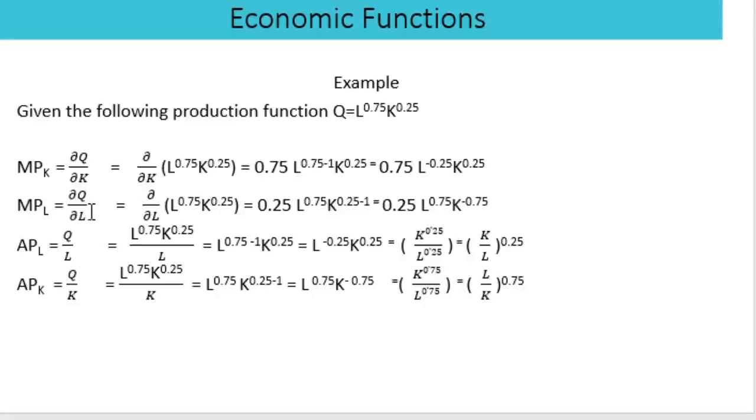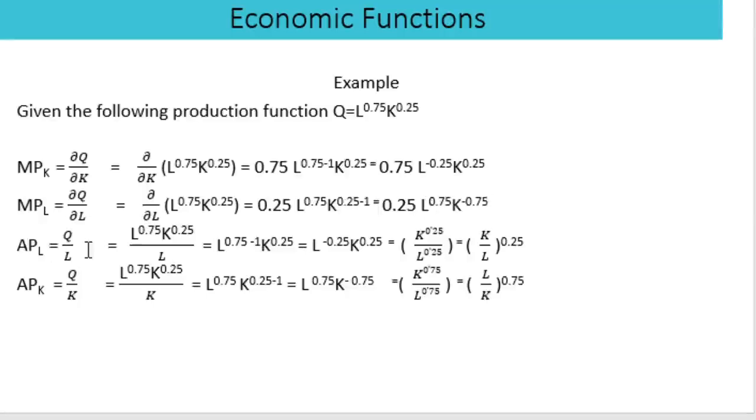Then marginal product of labor is dou Q by dou L, dou by dou L of L raised to 0.75, K raised to 0.25. Then 0.25 L raised to 0.75, K raised to 0.25 minus 1, that is 0.25 L raised to 0.75, K raised to minus 0.75.